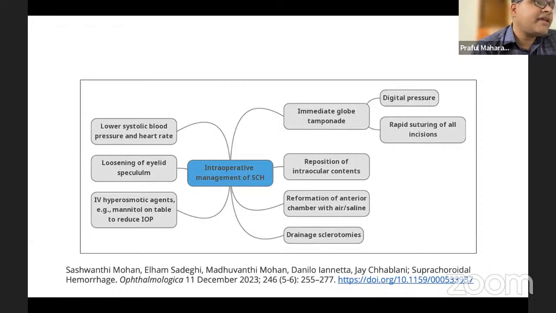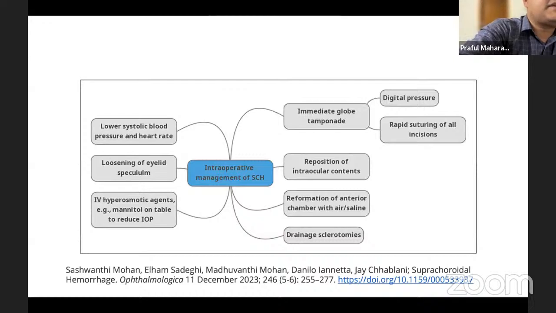If that is there, then please start IV mannitol immediately. Loosen your eyelid speculum, because the eyelid speculum also can increase the intraocular pressure, and the moment you put an incision, the eye wall suddenly collapses. Lower the systolic blood pressure. Even in one of our patients, we had to start IV nitroglycerin because it was a therapeutic PK and the patient's BP became very high during surgery and there was severe pain. So we thought it may be a suprachoroidal hemorrhage. So we had to start that.